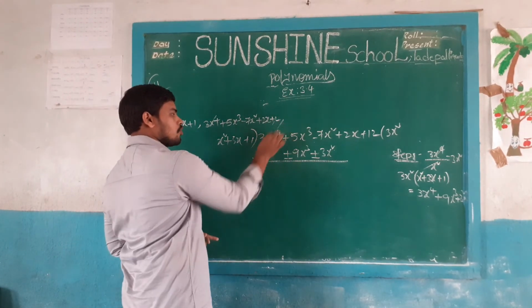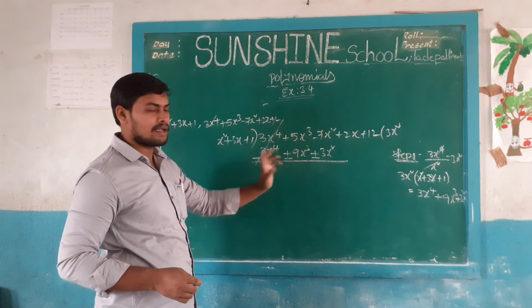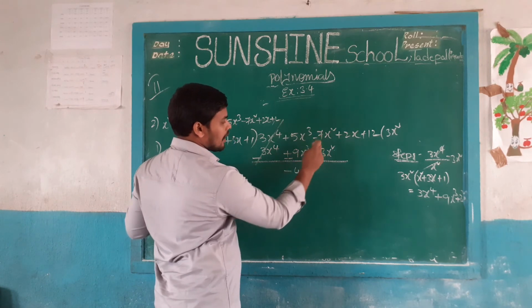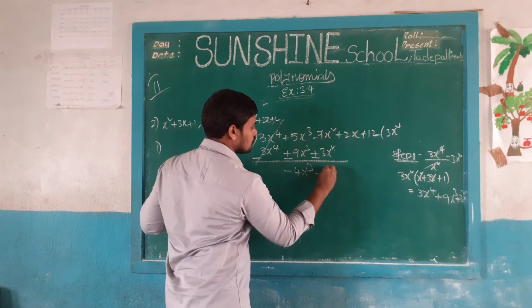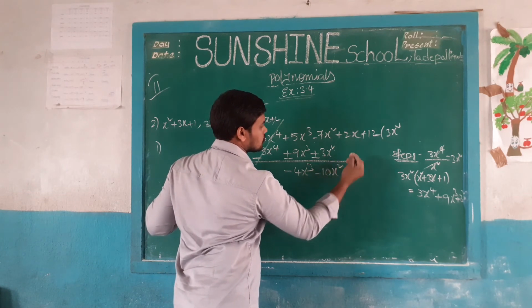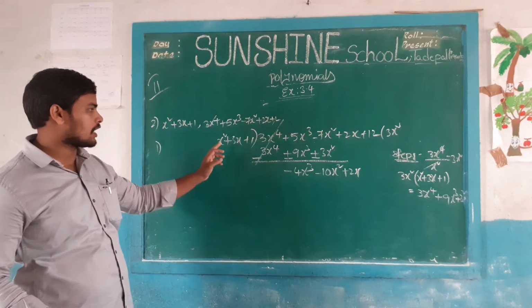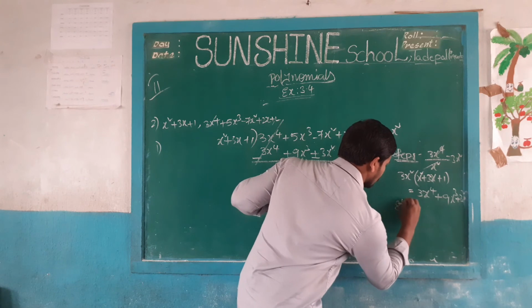So plus 3x power 4 minus 3x power 4 cancel. Plus and minus results minus: 5 minus 9, minus 4x cube. Minus minus plus: 7 plus 3, 10. The largest sign is 7, that equals 10x square plus 2x. Okay. Now move to the second step. What is the first value here? Minus 4x cube. Step 2.